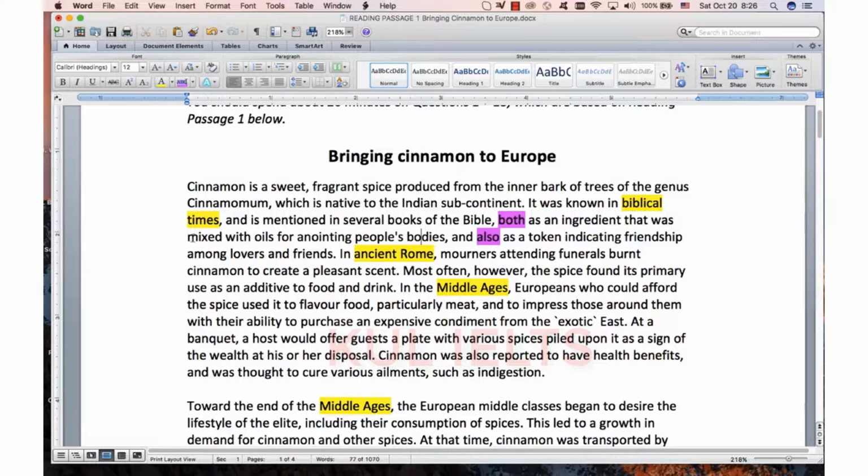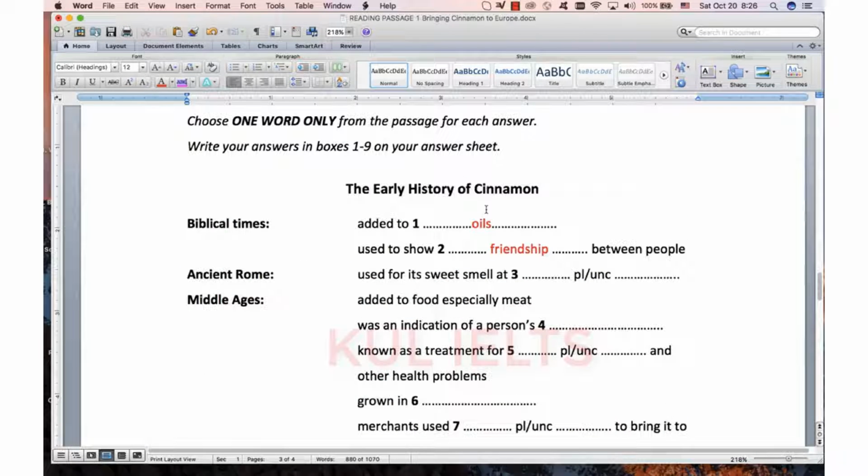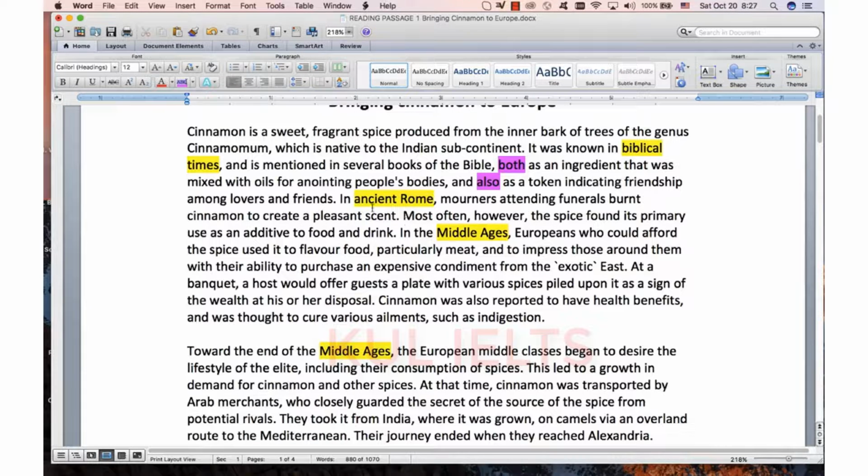But added to and mixed with are the closest. So there's our plural. So oils and friendship. A plural countable and an uncountable. Sweet smell, and then we'll stop at Middle Ages. So in ancient Rome, and we'll stop over there. Sweet smell, can you see it?